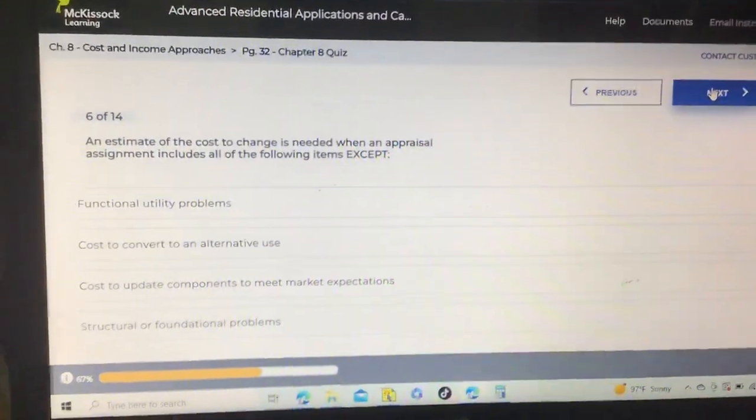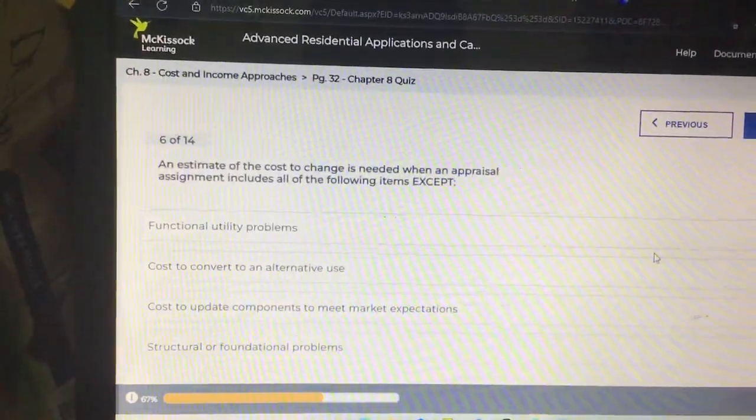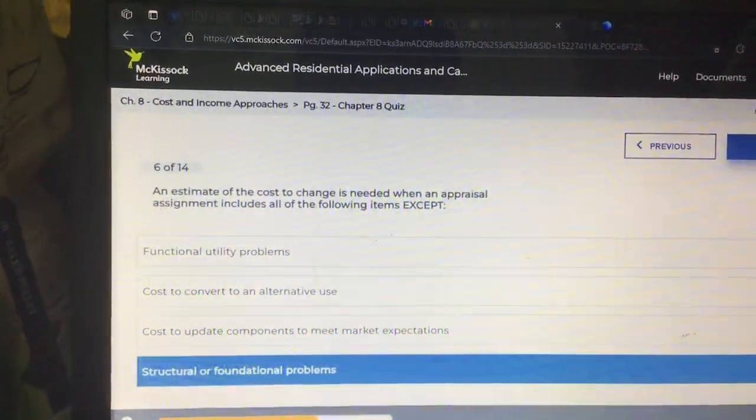I believe this is structural or foundational problems, because we did that one last time.